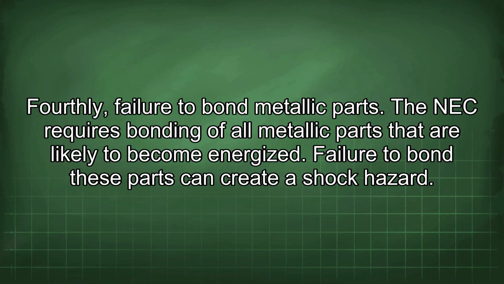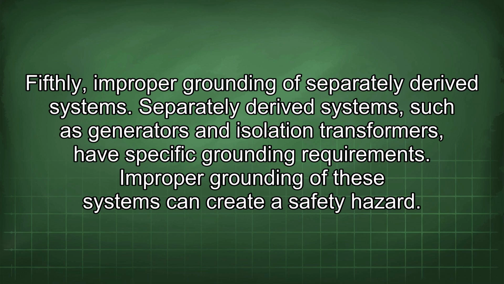Fourthly, failure to bond metallic parts. The NEC requires bonding of all metallic parts that are likely to become energized. Failure to bond these parts can create a shock hazard. Fifthly, improper grounding of separately derived systems. Separately derived systems, such as generators and isolation transformers, have specific grounding requirements. Improper grounding of these systems can create a safety hazard.